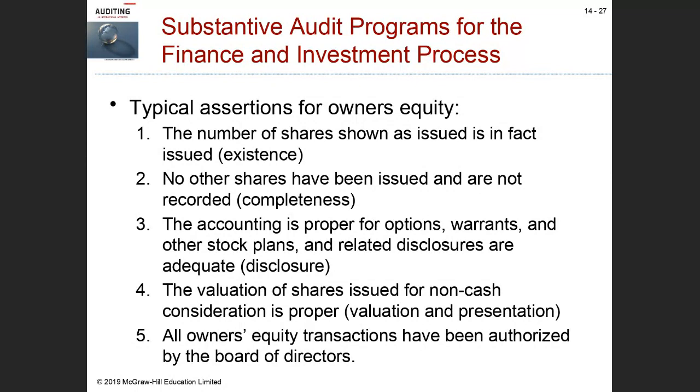Their assertion is that no other shares have been issued and are not recorded. So we're saying all the shares recorded are complete. Right? We've recorded everything that's been issued, and there have not been more issued that are not recorded. So the number of shares is actually complete. The accounting done for options, warrants, and any other stock plans, and in particular, the disclosures for options and warrants which are outstanding, are adequate under the IFRS rule. So that's the disclosure principle.